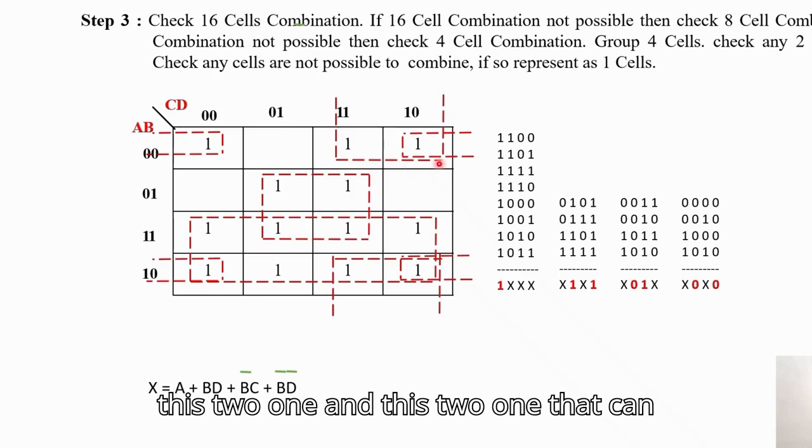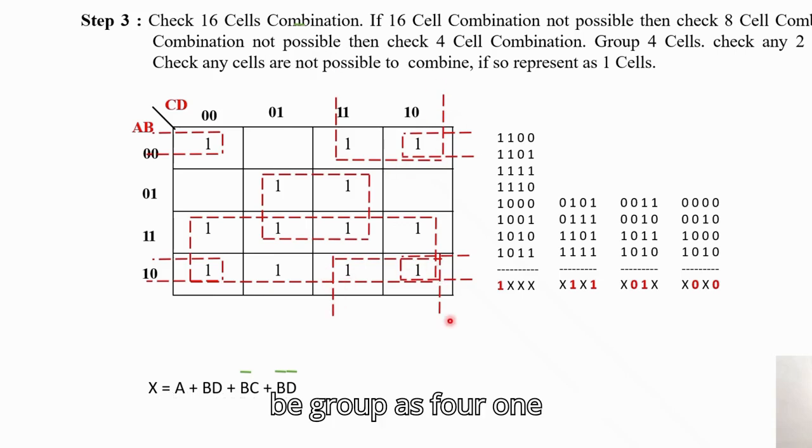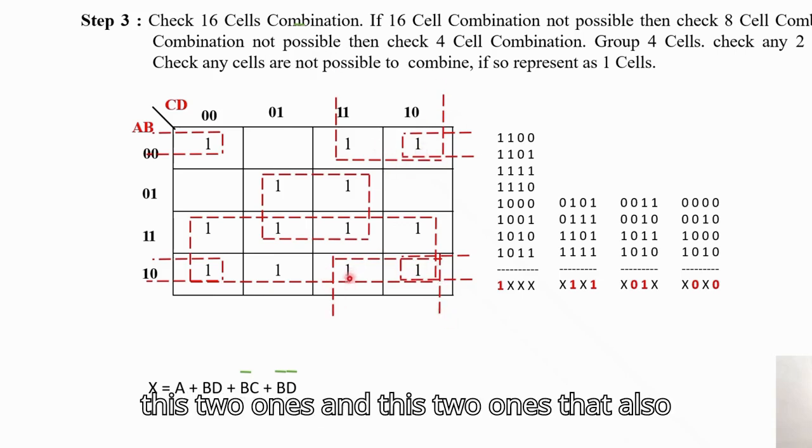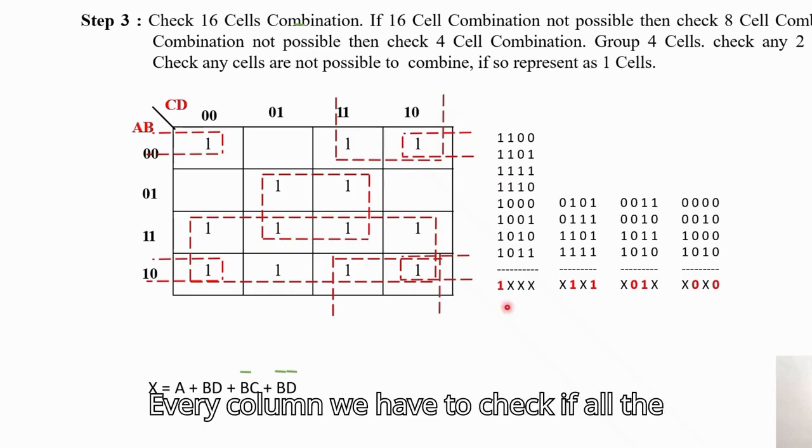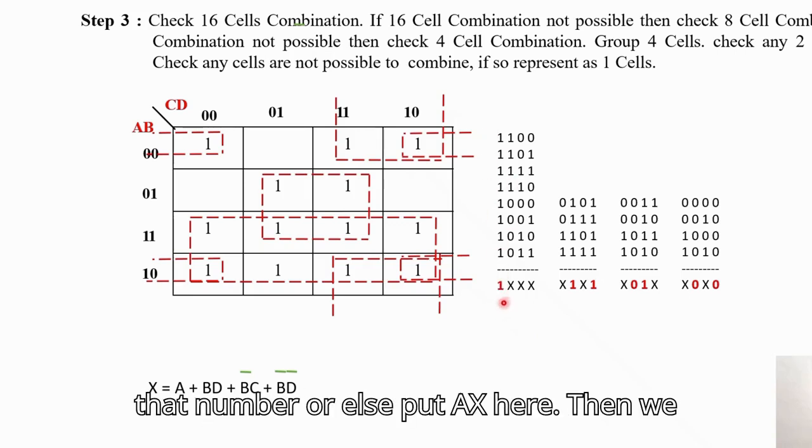Then these 2 ones and these 2 ones can be grouped as 4. Then these 2 ones and these 2 ones, that also we can form. So after that, likewise, for every column we have to check. If all the values in the column are the same, we should write that number, or else put an x here.